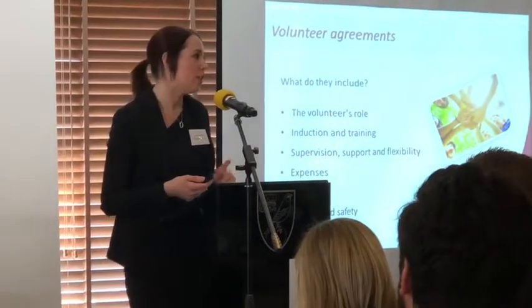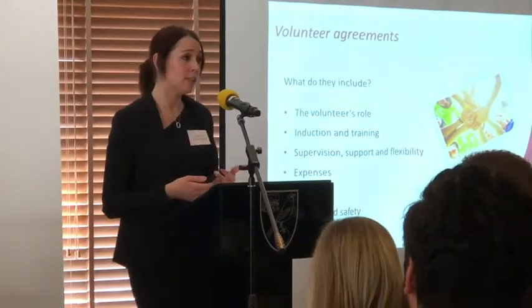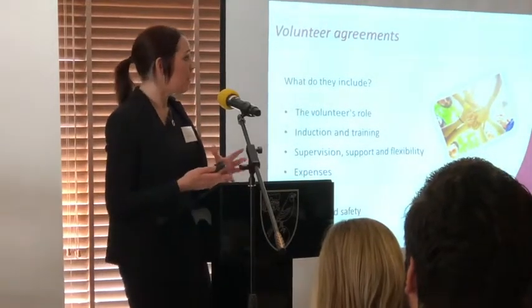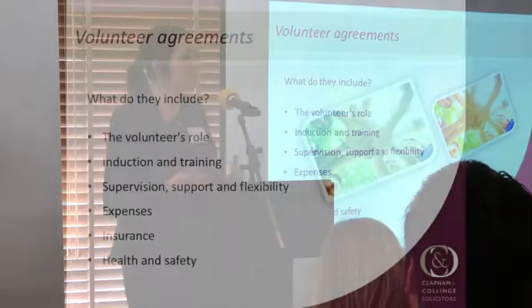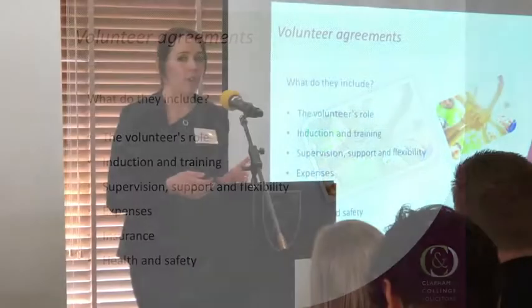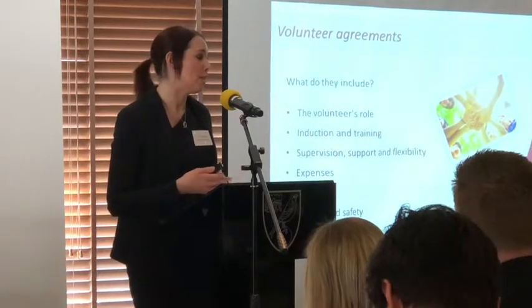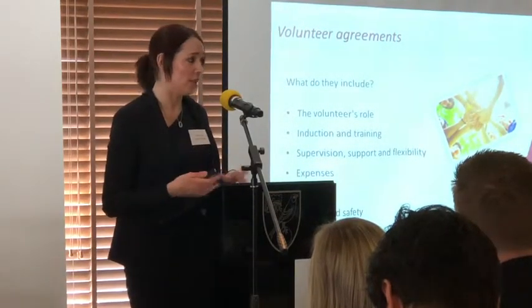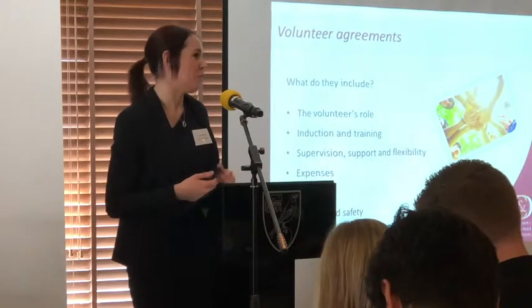So something we do at Clapham Collinge is we can draft you up volunteer agreements. These are very simple documents, but they enable you to control the relationship and set out the expectations that you have of your volunteers without inadvertently creating an employment status. So they usually include things such as the volunteer's role, induction and training, supervision, support and flexibility, expenses, insurance, and health and safety. We do also have a clause in the end of our agreements that expressly says that no employment relationship is intended and that it's not intended to be a legally binding agreement, and that is very important in these documents.